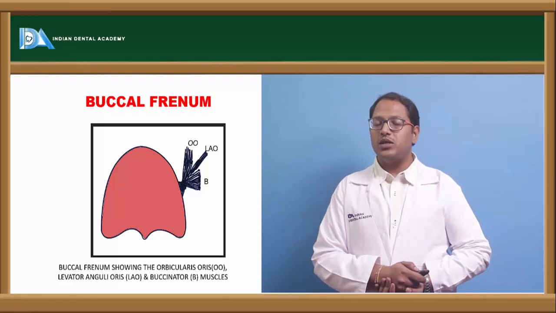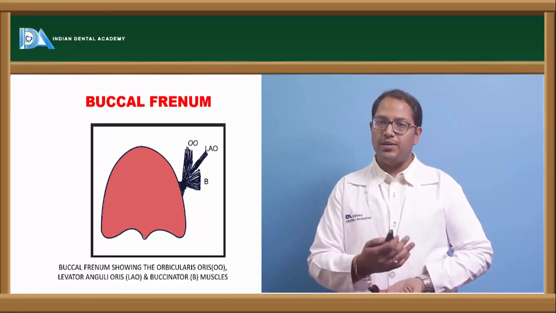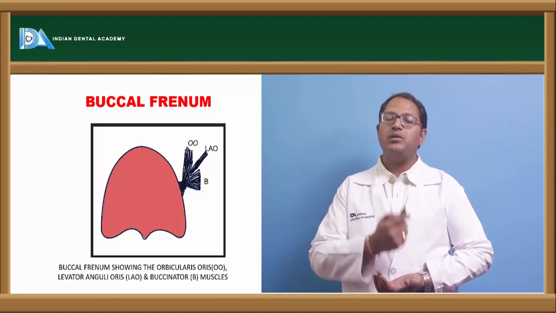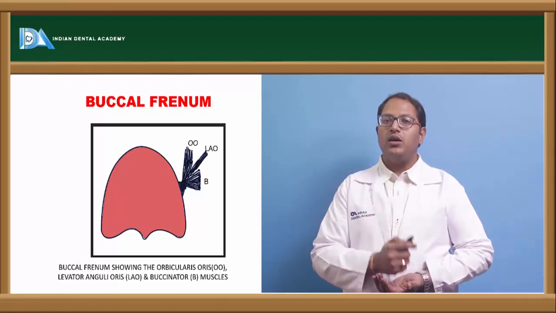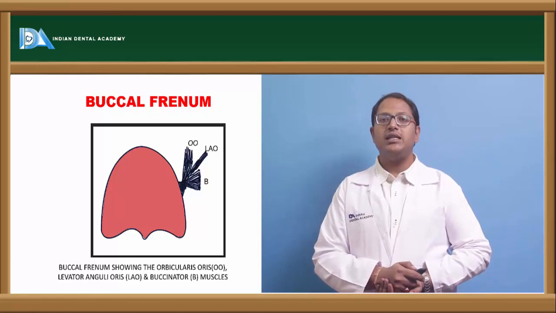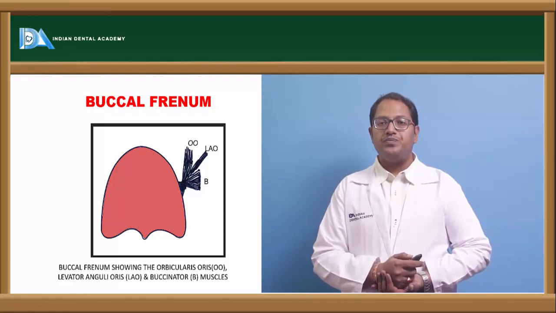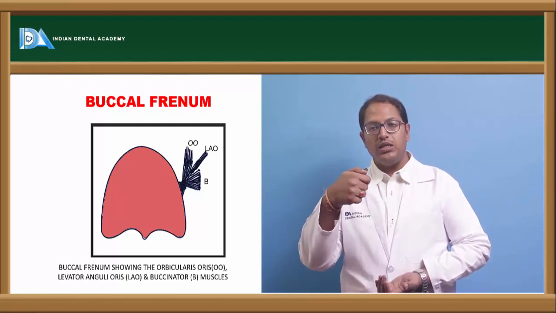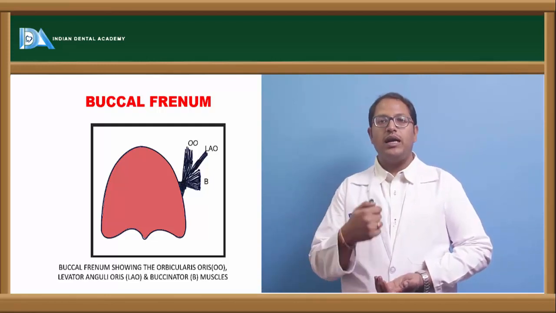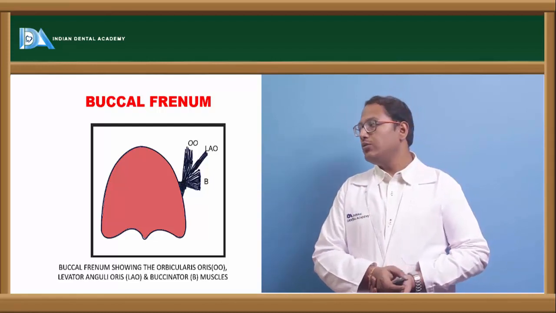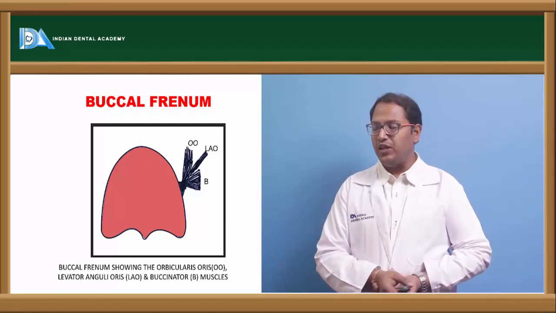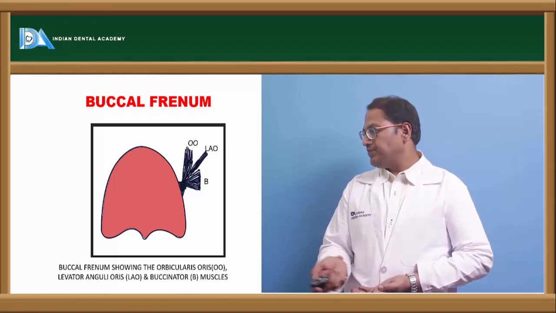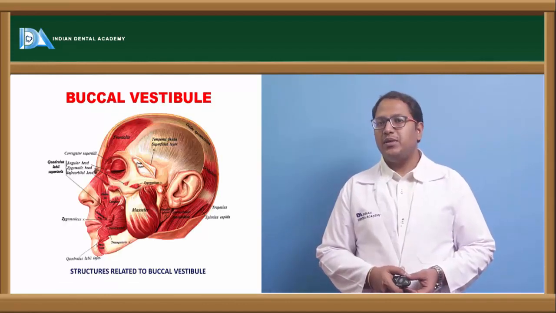Now, there are three muscles. What are the three muscles? Orbicularis oris, which is coming from anteriorly and horizontally. Levator anguli oris, which is also running horizontally. And buccinator, which is coming from behind. So, once we are making an impression, the movement should be upward, downward, and backward, and then forward. This is how the movement should be to record a buccal frenum because of the muscles which are associated with it.